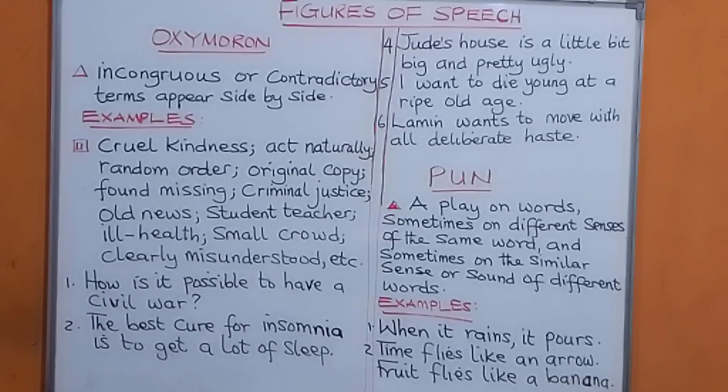And pun: when you play on words, sometimes on different senses of the same word, you use the same word and play on different senses. Sometimes on a similar sound or sense of different words, you play similar sound or similar sense using different words. When it rains, it pours. Time flies like an arrow. Fruit flies like a banana.